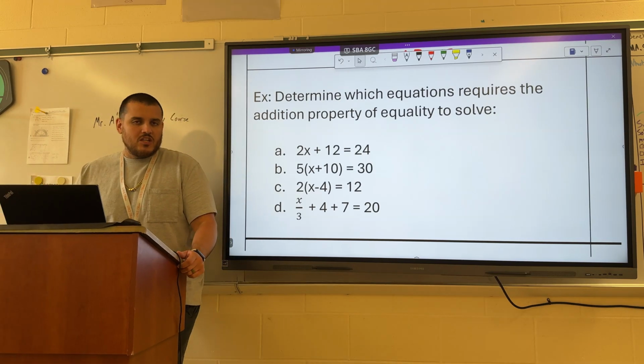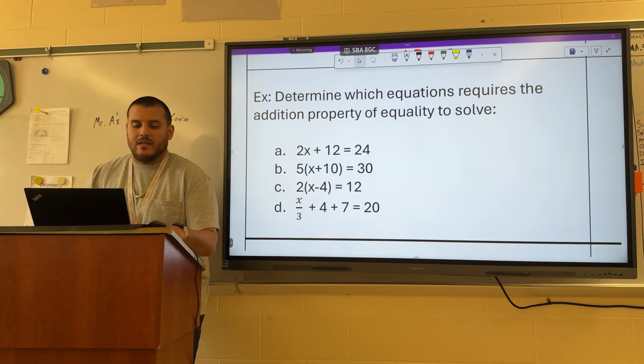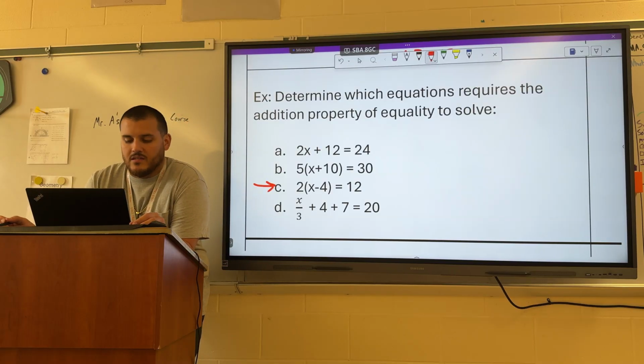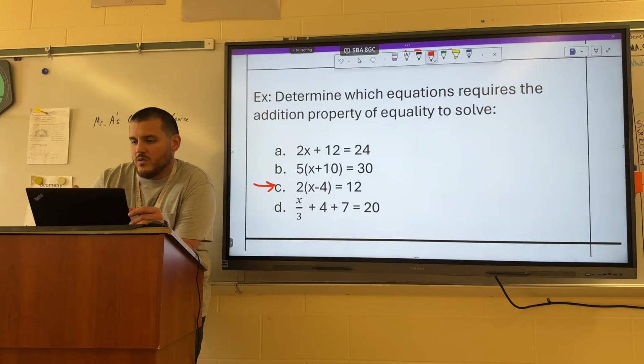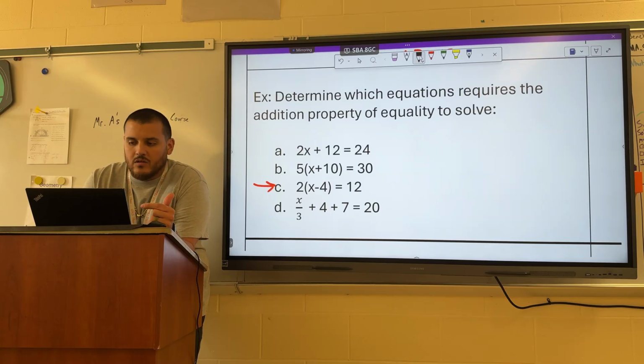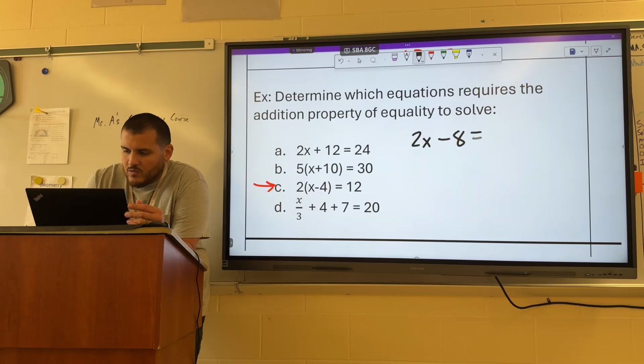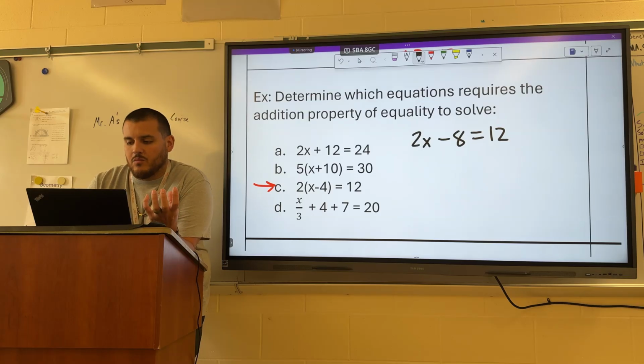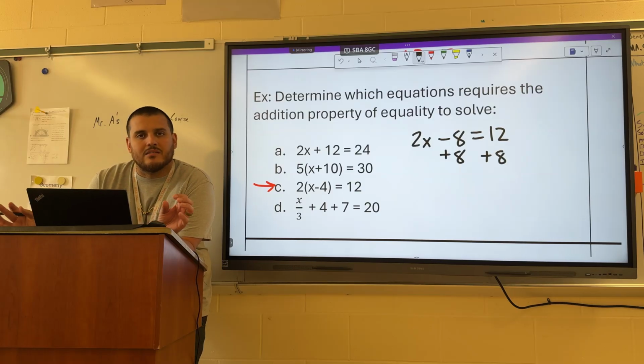Instead, I'm going to show you the correct answer and explain where that addition property comes up. It happens in this equation right here, C. We have 2 times (x minus 4) equals 12. Well, if I distribute the 2 into the parentheses, I'm going to end up with 2x minus 8 equals 12. And to get that 2x alone, I will have to use that addition property of equality to move the negative 8 to the other side of the equal sign by adding both sides by the same value.